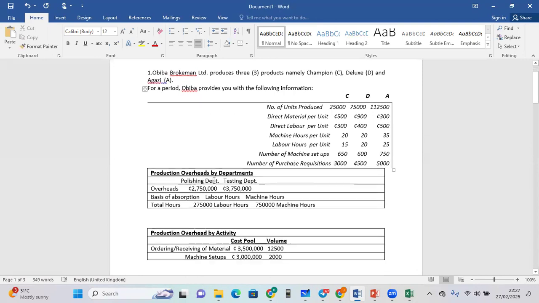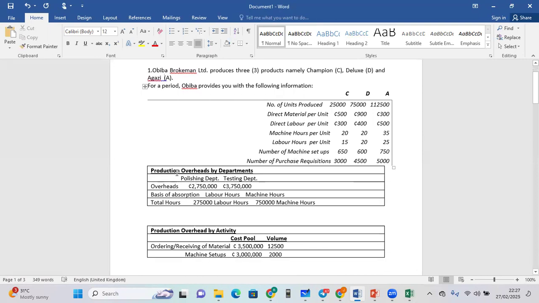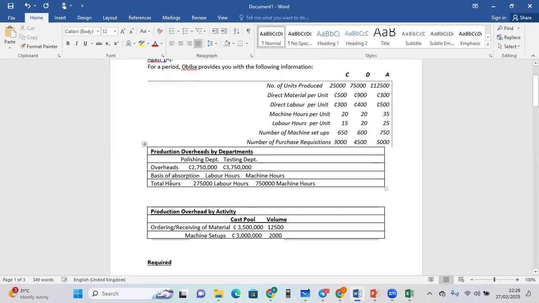So note that this is the production overheads by department. So polishing has a total production overhead of 2,750,000, and testing also has 3,750,000. And then total hours are 275,000 and 750,000 respectively for the polishing and testing departments. All right.